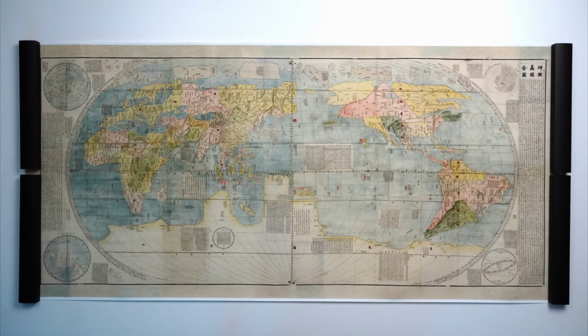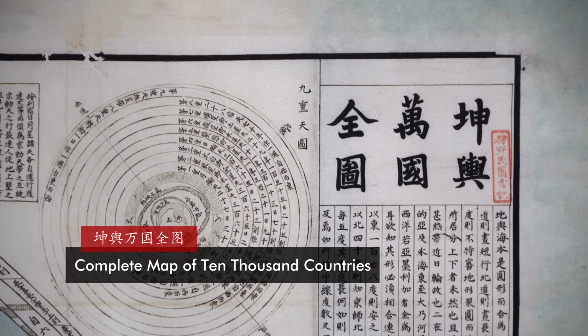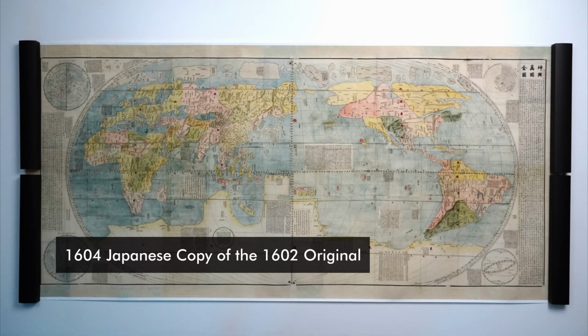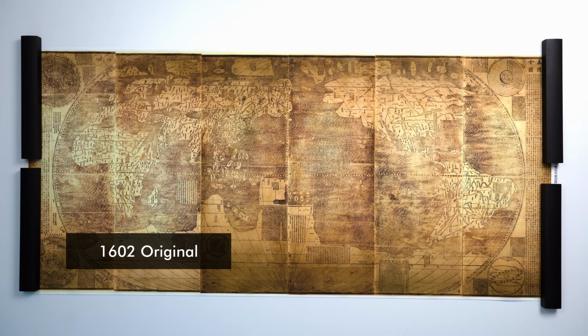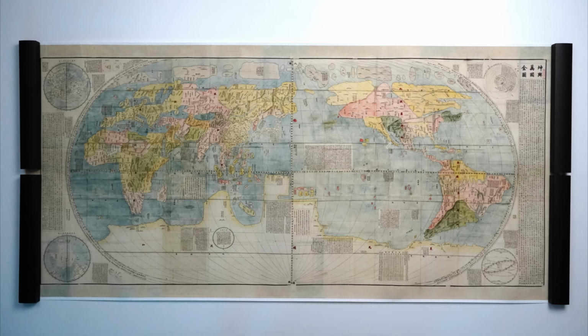This is a very important map. This is the Kunyu Wanguo Chuantu, which means the complete map of 10,000 countries. This particular map is a Japanese copy which was made in 1604. The original was made in 1602. I'm showing you this one because it's just a bit easier to read, it's much better preserved, there's a lot more color, it's easier to make out the characters.